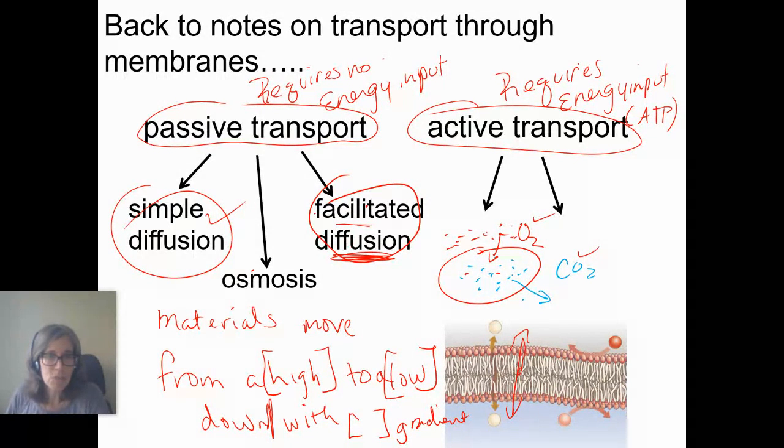But let's say there's a material like sodium ions or sugar, something bigger, polar, something charged. That can't go right through the lipid bilayer, so it's going to have to go by facilitated diffusion instead. And osmosis is the movement of water, could be either by simple diffusion or could be by facilitated diffusion.